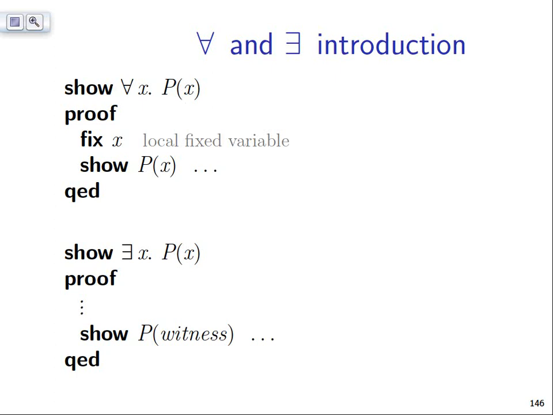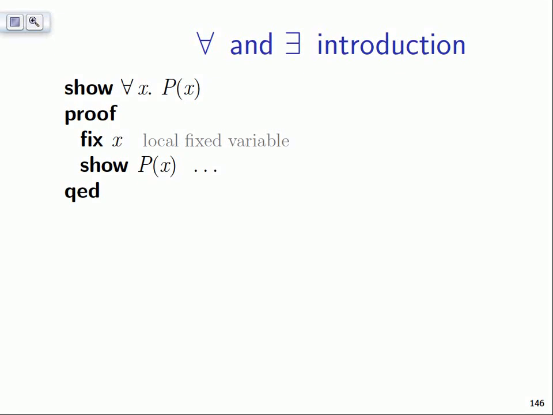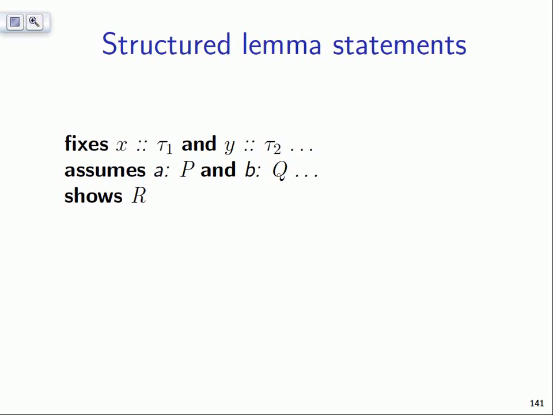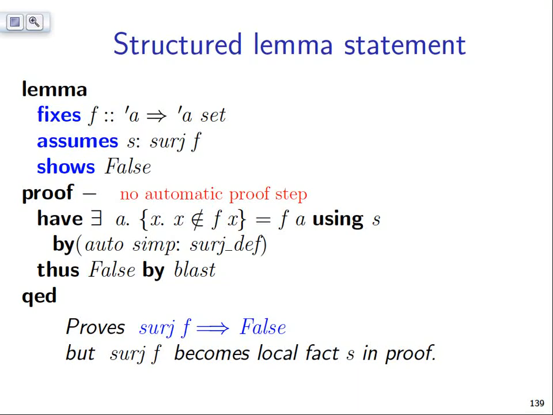Okay. Is there a difference between fix and fixes? Yes, but only where they occur. Fix is inside a proof, and fixes is in this structured lemma statement. So if you look, this occurs in the statement of a lemma, where it's called assumes and shows, and down here it's called show and assume and fix. So it depends on whether you're in a proof or in a statement.